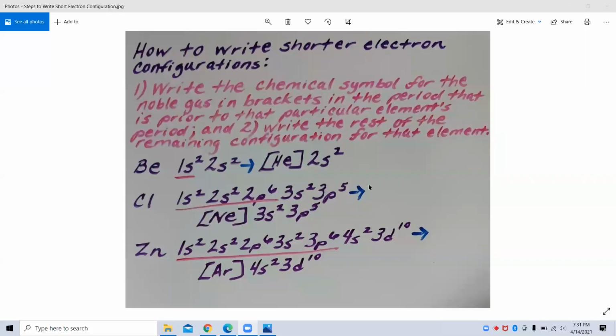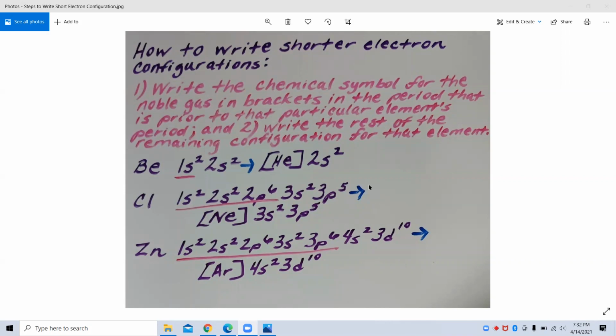In this video, I'm going to show you how to write shorter electron configurations. In prior videos, I've been showing you how to write the very long electron configurations. But guess what? There's an easier way to do this.